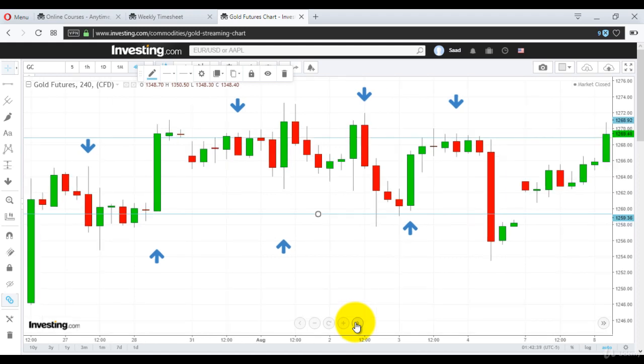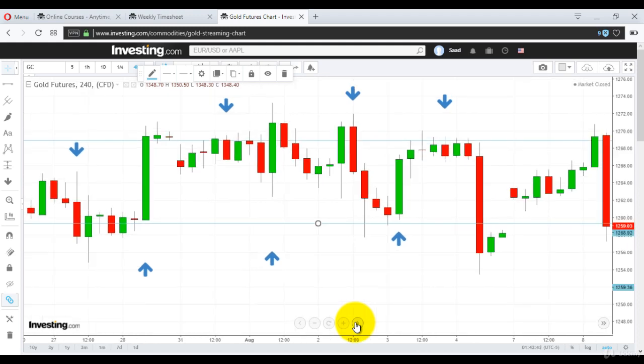Now it has moved higher. But boom, look at this. Look at the red candle. Again, a bigger candle. Now if you look at it, I have not placed a buy order here, because these red candles tell me I am definitely in the wrong direction.